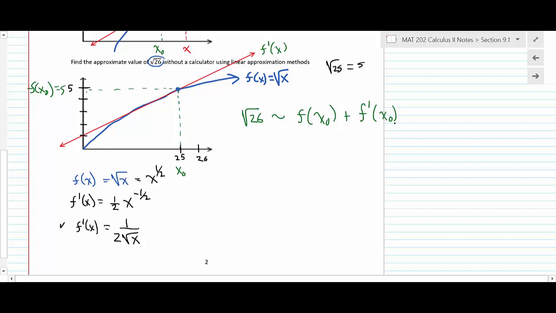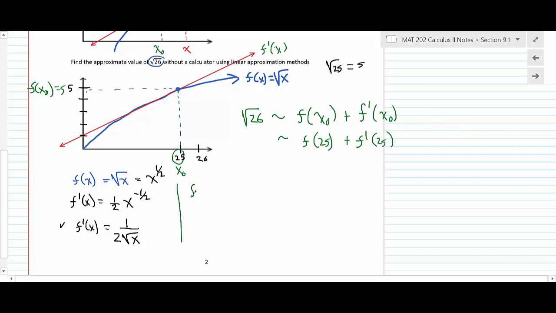Okay, that's what we're going to do. And then this will help you see where we're going with this. Okay, x naught is 25. The reason I'm using 25 is because I know its square root. Now let's go ahead and find what f prime of 25 is. So let's do that next.